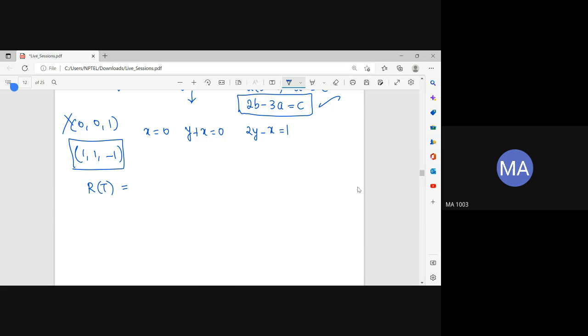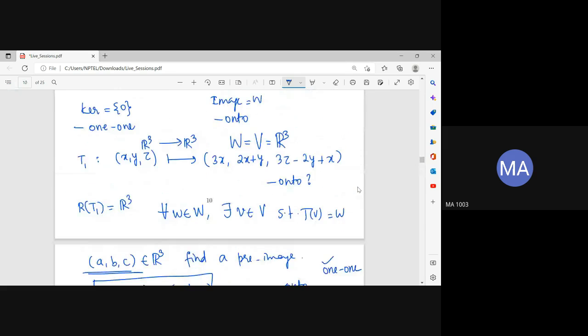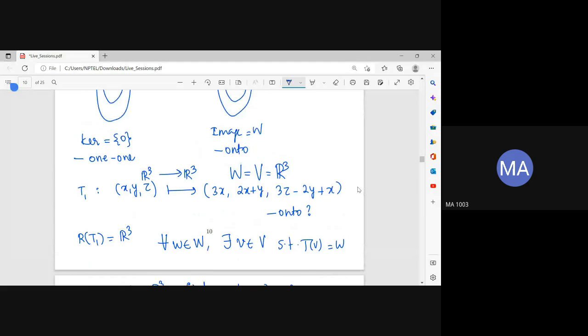What is the range of a linear transformation? The set of all outputs, of all images. So you are going to look at the set of all T(v), where v belongs to the domain. Now tell me, what is the range of T1?